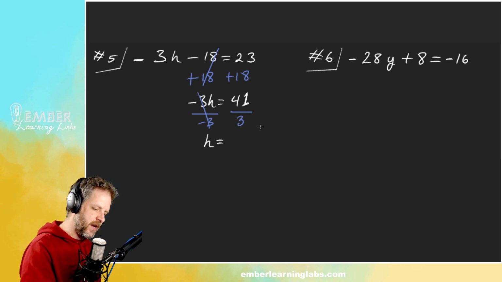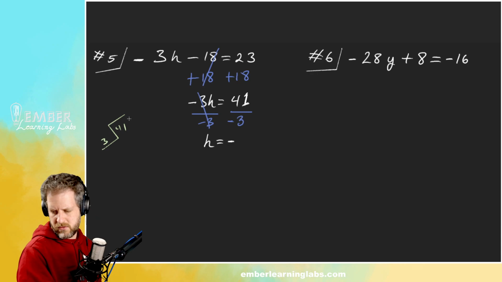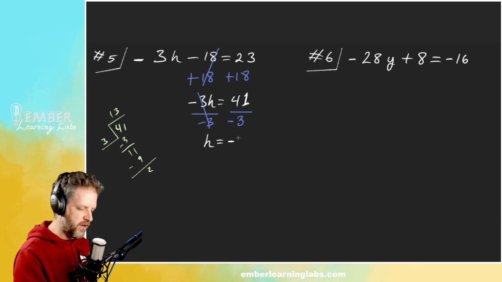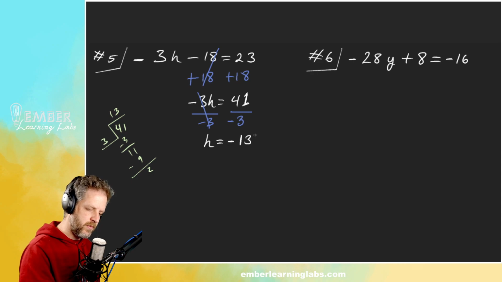Oop, I forgot to put a negative. Our answer is going to be negative, right? So 3 into 41. 3 goes into 4 once. 1 times 3 is 3 minus 1. And then we do a 3 and a 9 and subtract and get a 2. So 13 2/3. How'd we do on that? Pretty good?